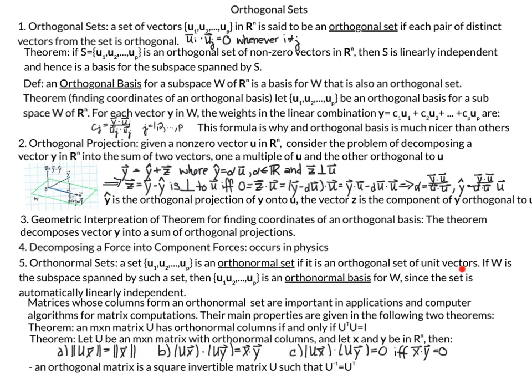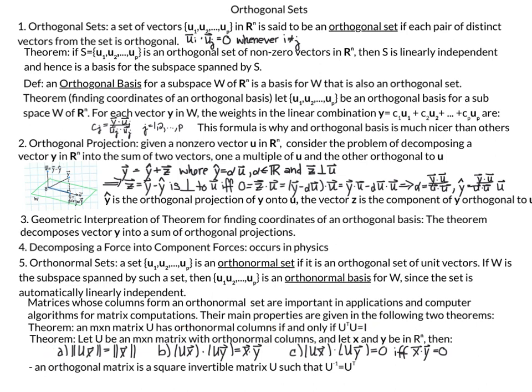Last, we talked about orthonormal sets, which are simply orthogonal sets where each of the vectors is of unit length. Since it is orthogonal, it is linearly independent, so we also have a basis, and if it's a unit length basis, then we call it an orthonormal basis. We talked about how matrices whose columns form an orthonormal set are important in applications, in computer algorithms for matrix computation. Their main properties are given by the following two theorems: we can identify if a matrix has orthonormal columns by calculating U transpose U, and if it's equal to I, then we have orthonormal columns.